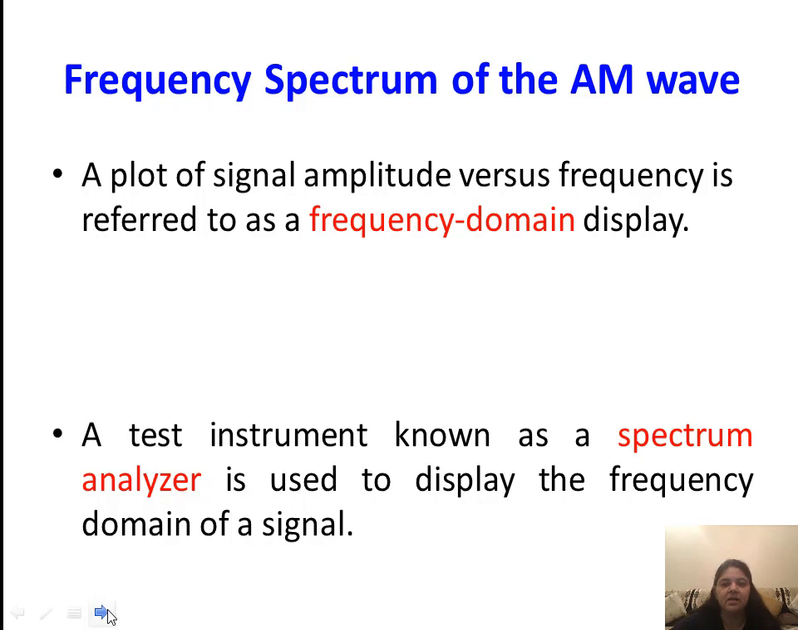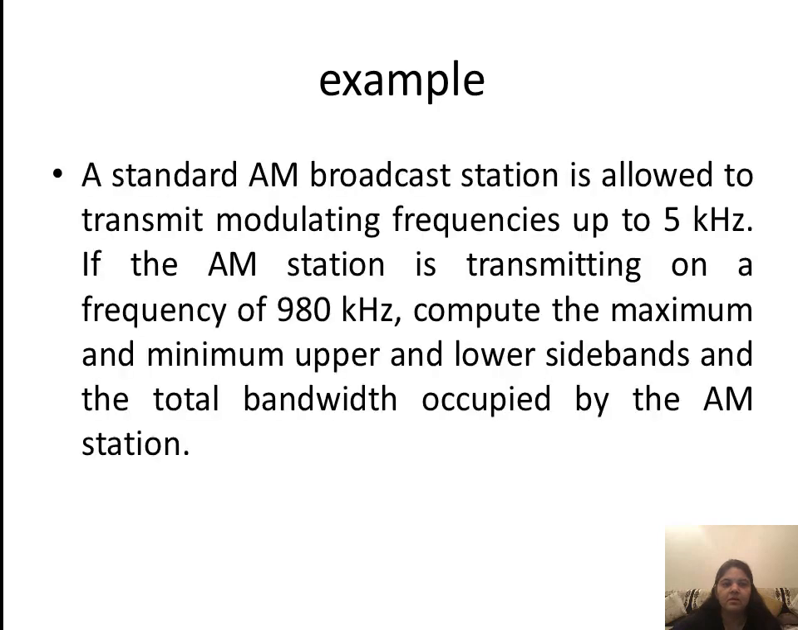We'll solve one example. A standard AM broadcast station is allowed to transmit modulating frequencies up to 5 kHz. If the AM station is transmitting on a frequency of 980 kHz, compute the maximum and minimum upper and lower sidebands and the total bandwidth occupied by the AM station.